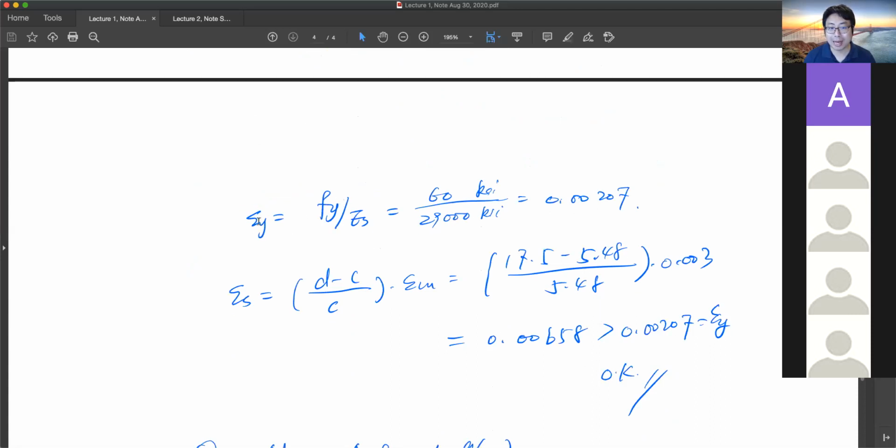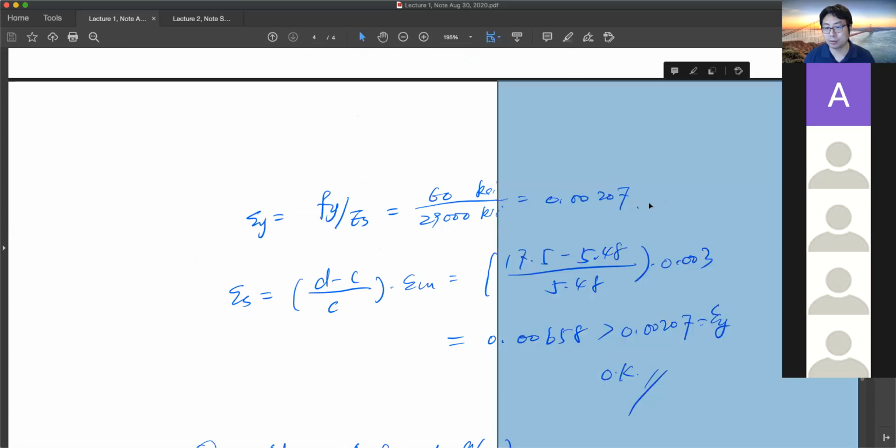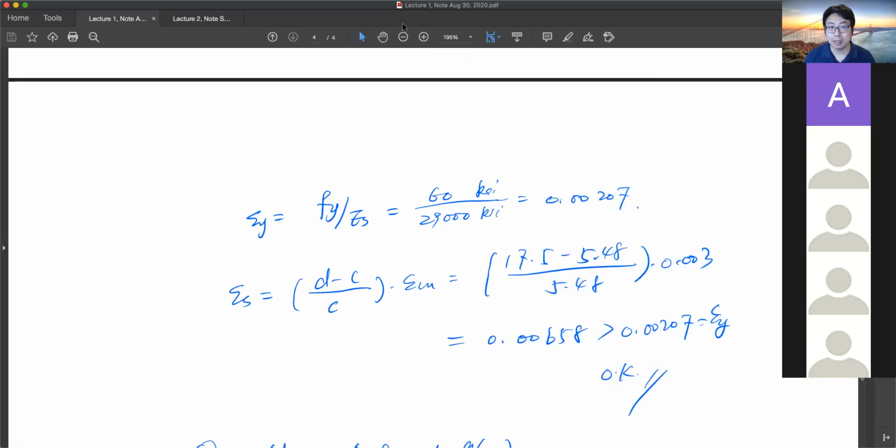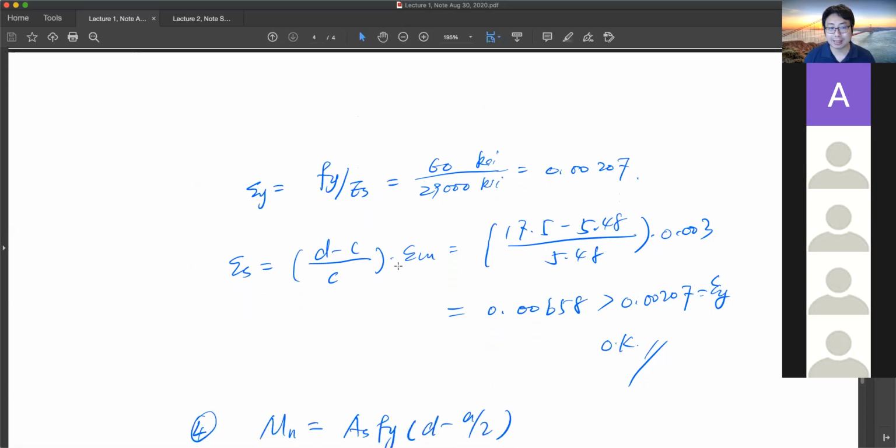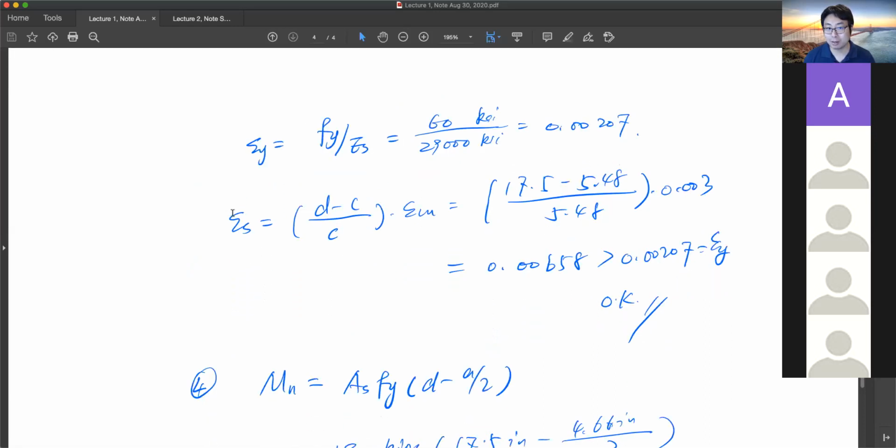So the strain epsilon y equals Fy divided by Es, that's the yield strain, and equals 0.00207. And you guys already know we need to remember this number, 0.00207. Once we have that, I can compute the strain in the steel, which is epsilon s equals d, which is depth, minus c, divided by c, multiplied by the concrete failure strain epsilon cu, which is 0.003. And I got a final number of 0.00658, which is bigger than the yield strain, hence okay.